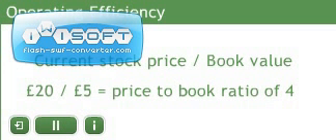Next, stock and CFD traders divide the current stock price by the book value to determine the price-to-book ratio. If the stock was trading at £20, it would have a price-to-book ratio of 4.